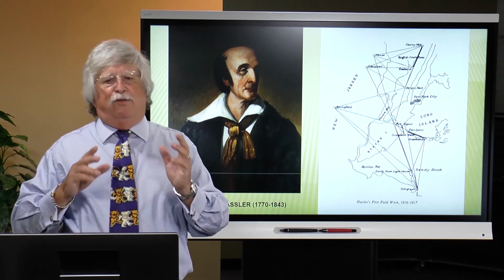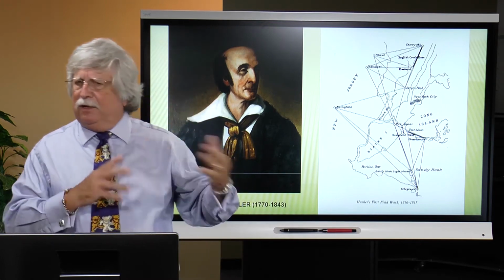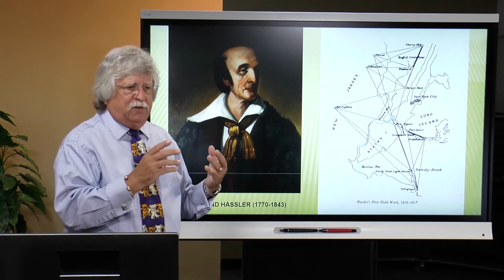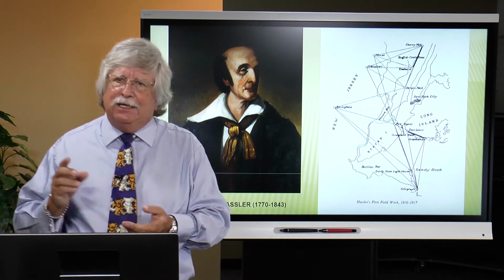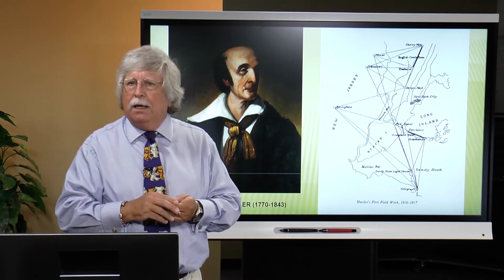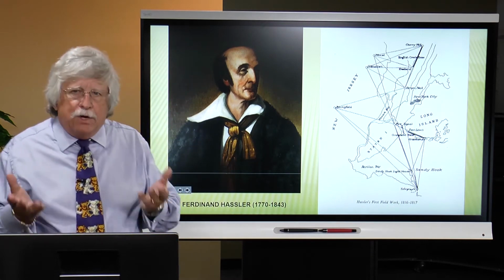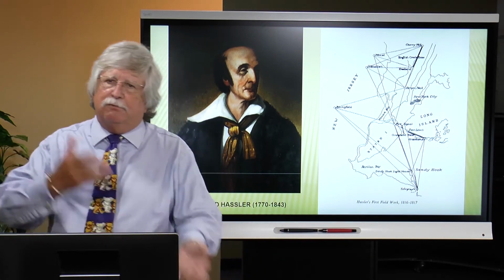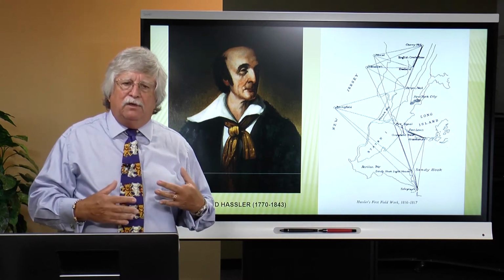So Hassler goes to the field and he makes his first survey in 1816. He's selected as the superintendent in 1807, but he can't go to the field until 1816. Why? Because the equipment doesn't exist. The tools that he needs do not exist in the United States. So Hassler goes to Europe. He's acquiring the equipment that he knows he needs.